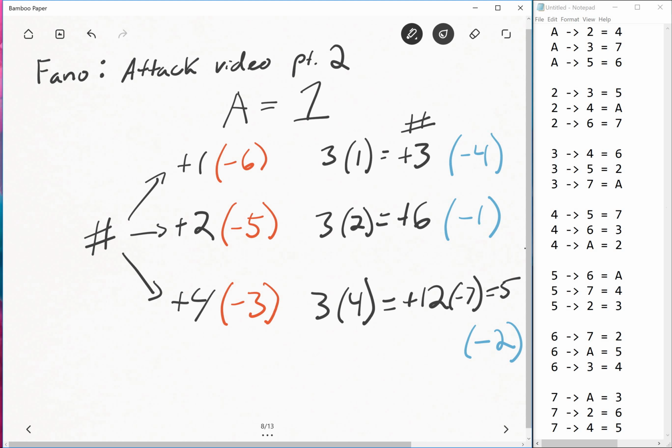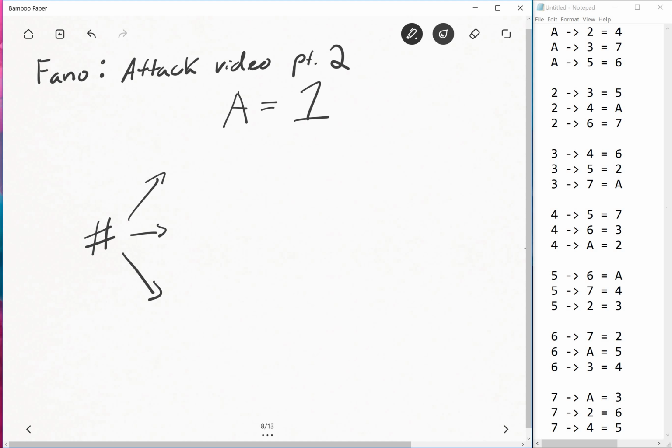You can use the multiplication rule, or as a shortcut, you can memorize the smallest interval. A number can attack 1 above itself, 2 above itself, and 3 below itself. And the number can become 3 above itself, 1 below itself, or 2 below itself.